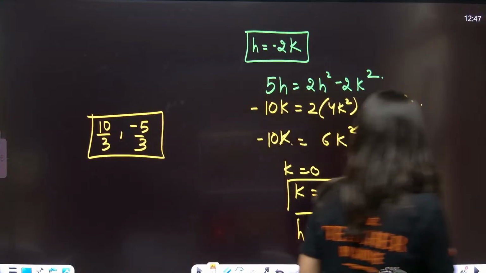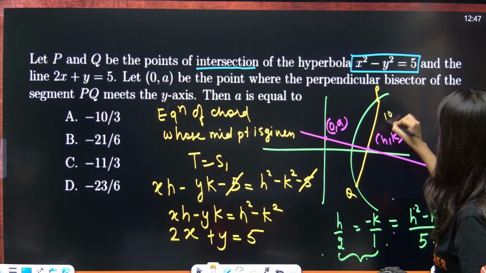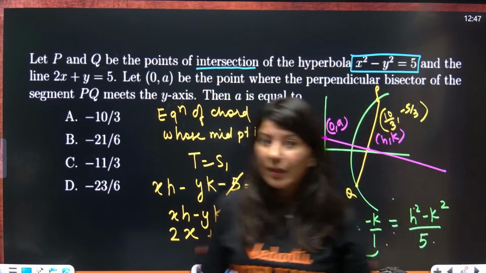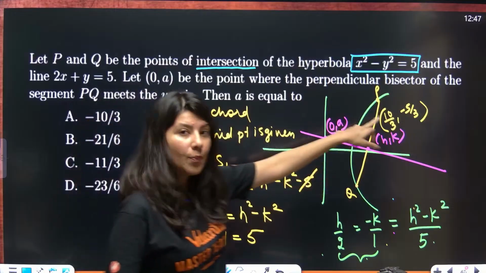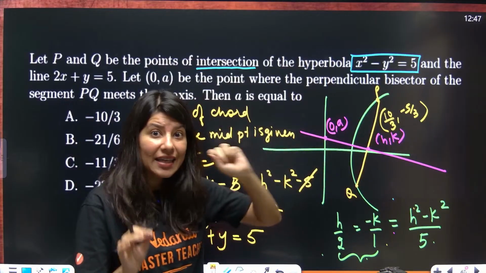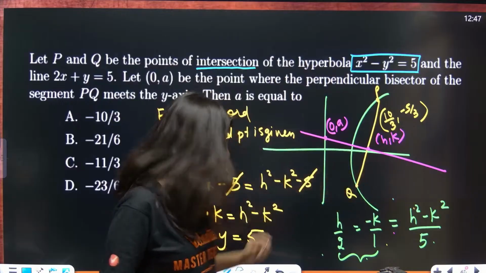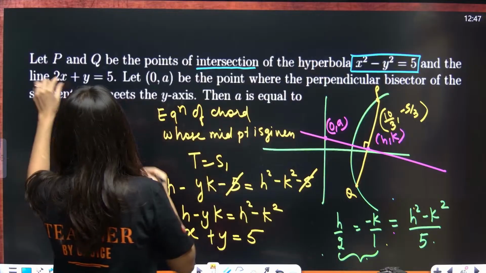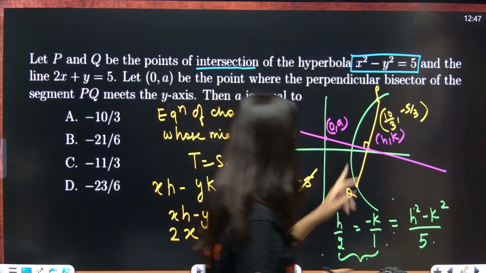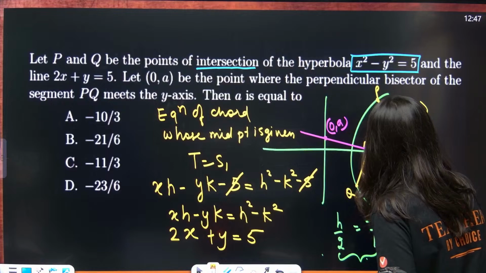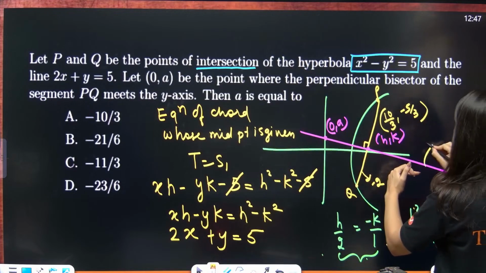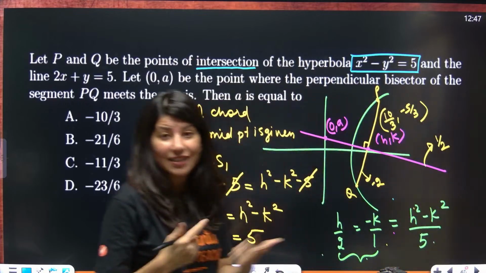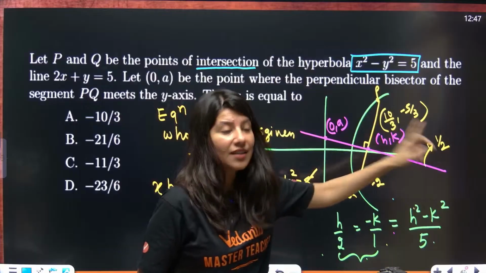Okay, let me go back. So this point is 10 by 3 comma minus 5 by 3. Now I need to write the equation of this perpendicular bisector. I know a point. By the way, one more thing I can know, which is the slope of the line. Can you just tell me what is the slope of this line PQ? So ma'am, this is minus 2 by 1. Minus 2 is the slope of this line. So what will be the slope of the line perpendicular to this line, which is 1 by 2. Remember, negative reciprocal.